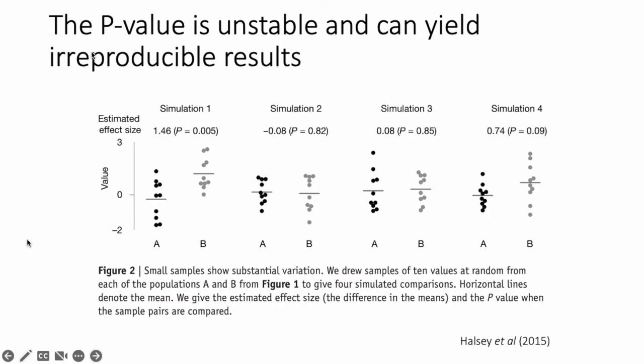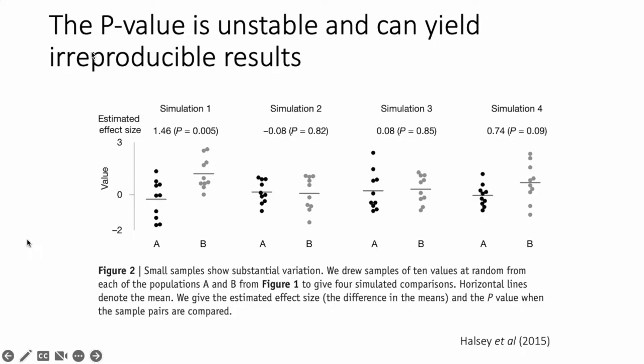Now, also, the p-value is unstable and can yield irreproducible results. This is easy to see in this simulation, and we can also give you this paper. These authors have taken two distributions, A and B, and because they define them, they know the real difference in mean is 0.5. Now, if you take samples many times from those distributions and try to estimate this difference, sometimes your p-value will be very small, and you will estimate an effect size that is much bigger than the original. And in many cases, you will just not find any difference.